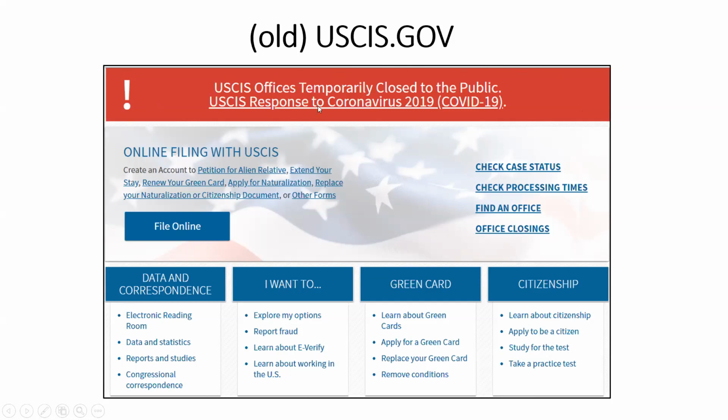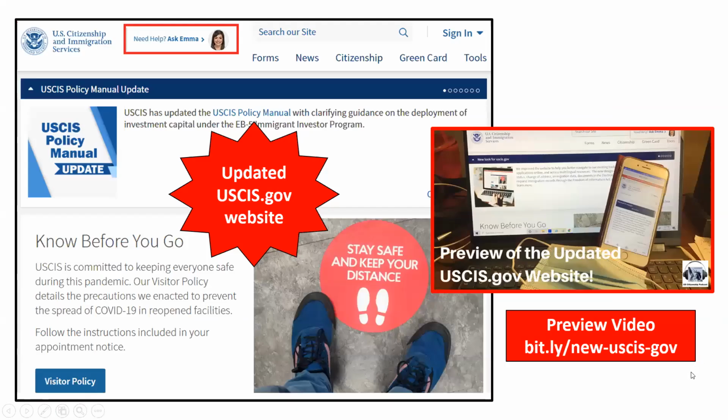At the old one, we have the banner on top. We have information about filing online. We have this information about checking case statuses, all the quick things that people need to do. And then they organize things into columns. Okay, that's the old USCIS.gov. So this looks great if you have a computer, but most people don't access things on the computer. Most people access online.